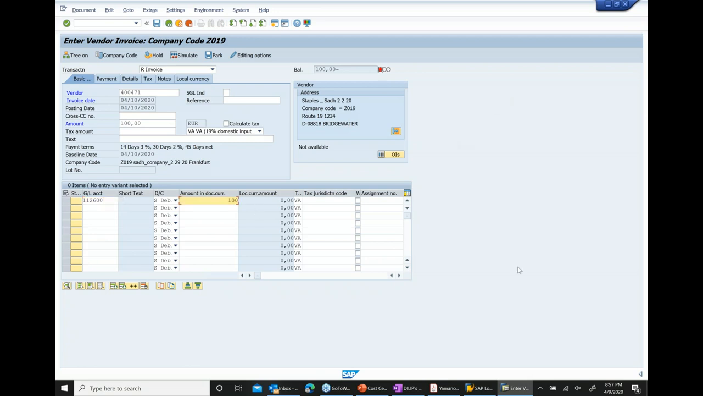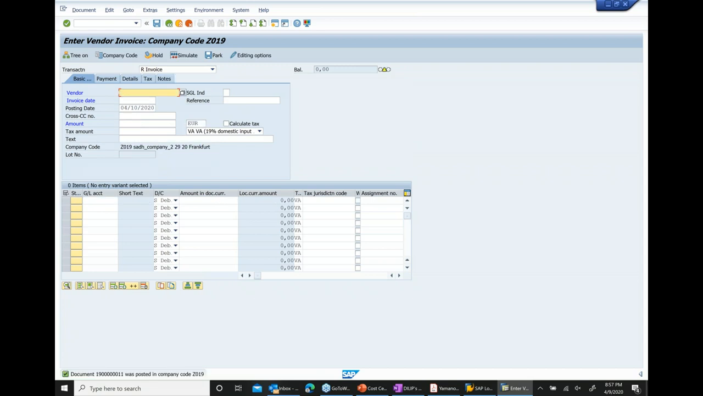It's always a credit, always a debit. We got a green light. We save it. See the message at the bottom. Document 19000011 was posted in the company code 019. I exit out.